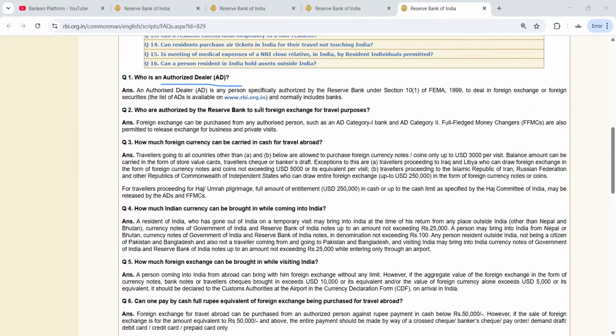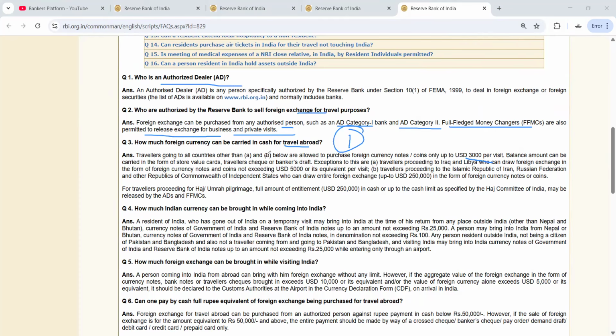So who are the authorized dealers by RBI to sell foreign exchange for travel purposes? Foreign exchange can be purchased from any authorized person. An authorized person is an authorized dealer. AD Category 1 banks, AD Category 2 and full-fledged money changers are also permitted to release exchange for business and private visits. So how much foreign currency can be carried in cash for travel abroad? From here also we have seen a 1 mark question, and it was asked up to what amount it is allowed. That is 3,000 per visit. So this is for travelers going to all countries other than A and B.